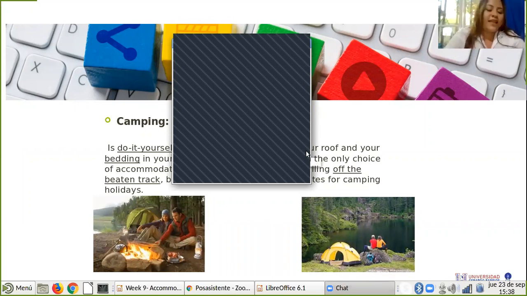Camping usually is in the countryside and can improve your environmental relationship.